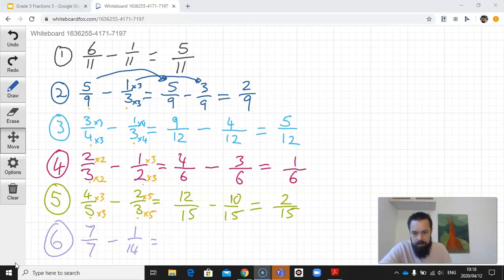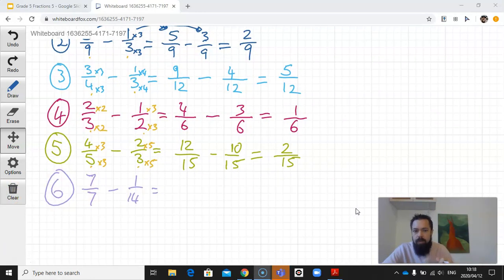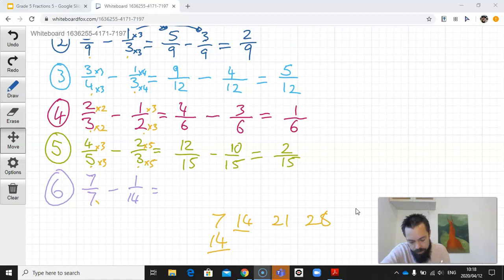Okay, having a look at the last one. Better just make a little bit more space at the bottom so you can see. You might notice that you could just put 7 into 14. If you didn't, we can do the times table. 7, 14, 21, 28, and 14. You'll notice that the 14 is already there, and we just need to change the other one. So if I times this by 2 and this by 2, I get the new number, which is 14 over 14 minus 1 over 14 equals 13 over 14.